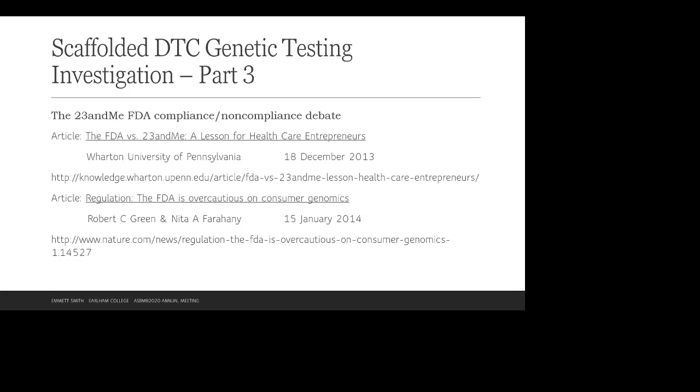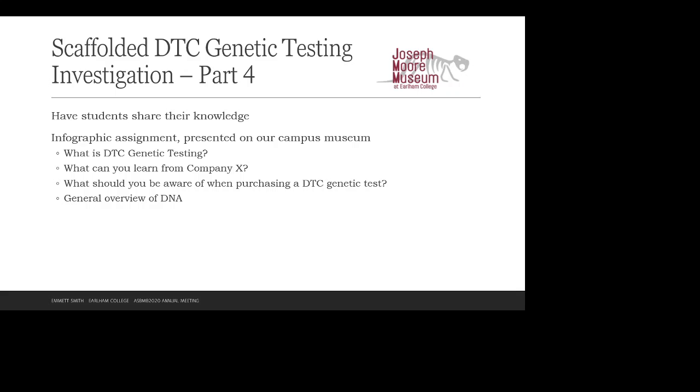And then the 4th thing that we did that I really enjoyed, and the students enjoyed, and I think is a key part of education, particularly in the scientific realm, is to have the students practice sharing their knowledge. This could happen in so many different ways, but we are lucky to have a museum on campus, the Joseph Moore Museum, and we were able to partner with them to allow our students to present infographics at one of the museum events. And so the students presented infographics on 4 topics.